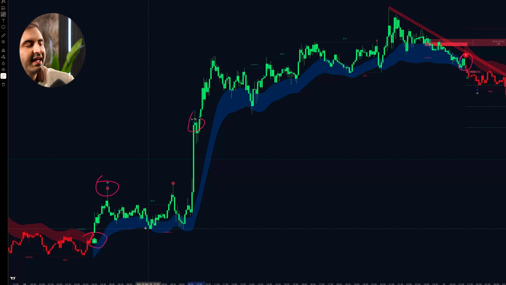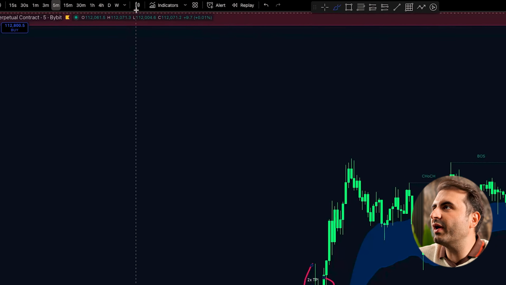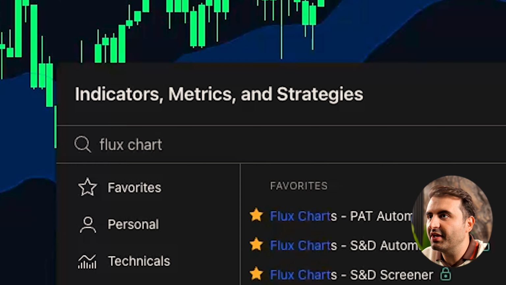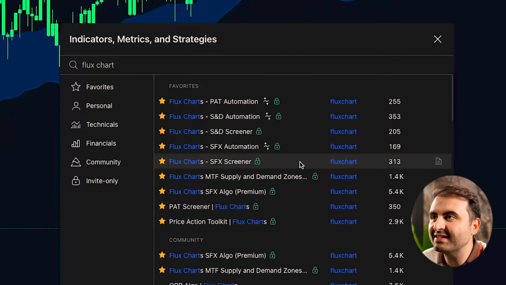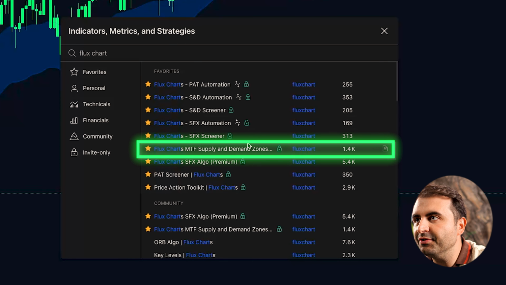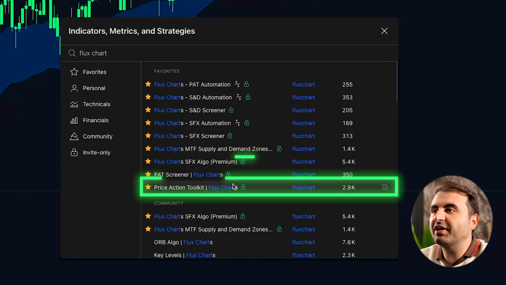You can see this indicator is now just designed and set up to trade crypto, and especially the Bitcoin USD. Let's start adding the indicators one by one. So you want to go to the indicators tab and you will search for Flux Charts. And what I want you to add is the SPX algo, the MTF supply and demand zone, and the price action toolkit.